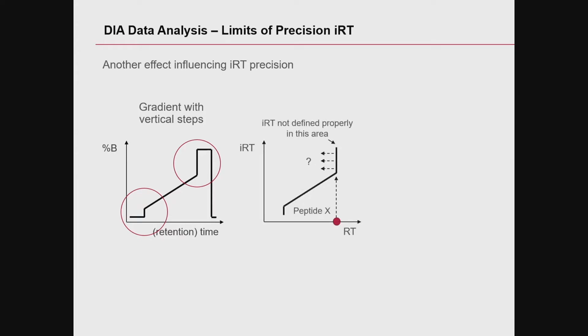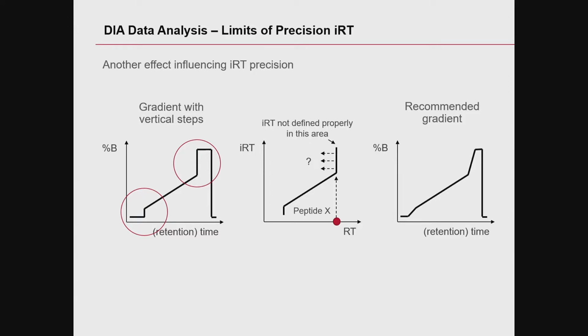And when you're doing this, you actually have an issue at the boundaries of your gradients with respect to precision iRT. And I can very easily explain this. So here or also here, when you step your gradient, all the peptides will essentially elute at the same time, having various characteristics in terms of where they would elute in a normal gradient. And this means you cannot determine your iRT precisely anymore. It's an undefined condition.